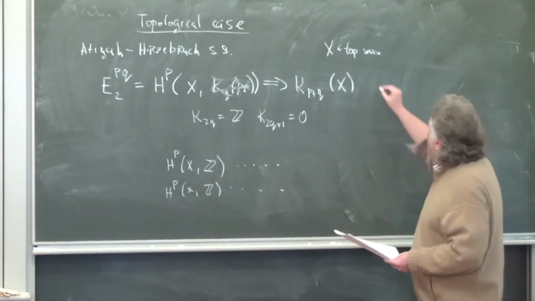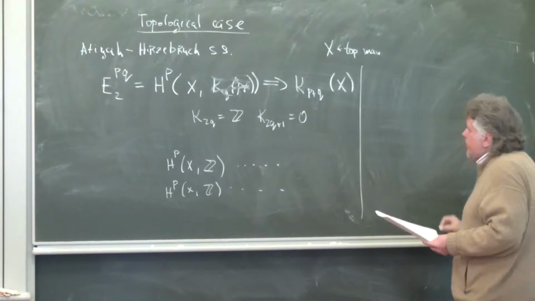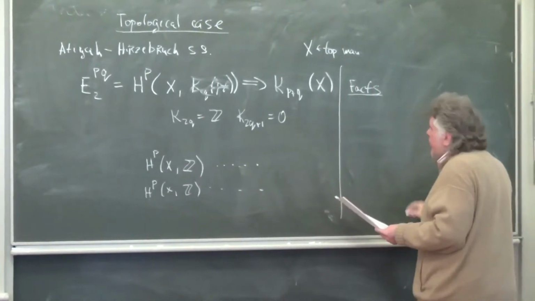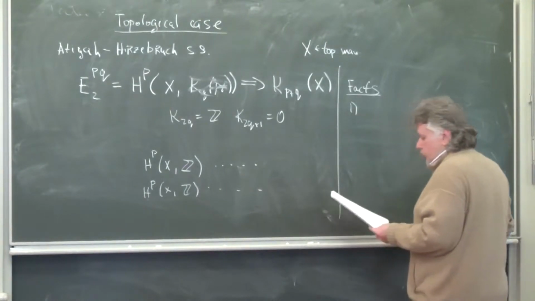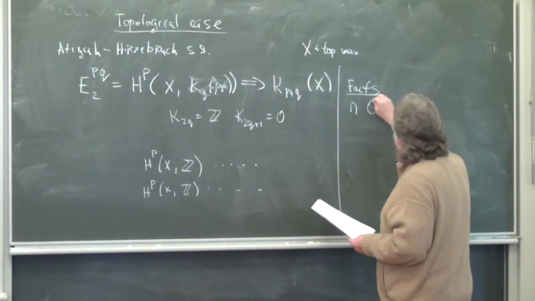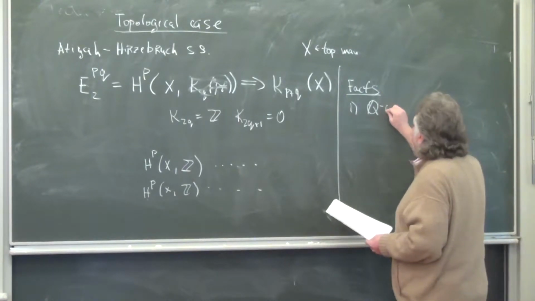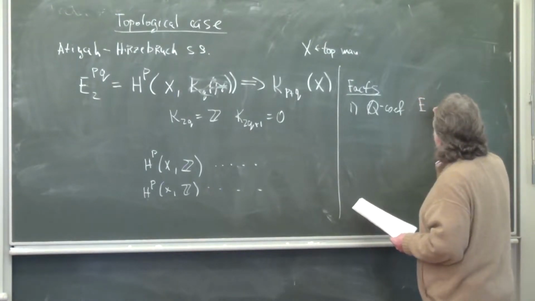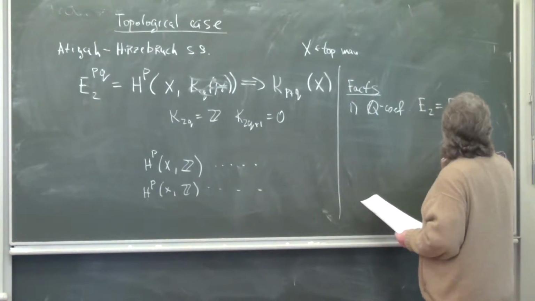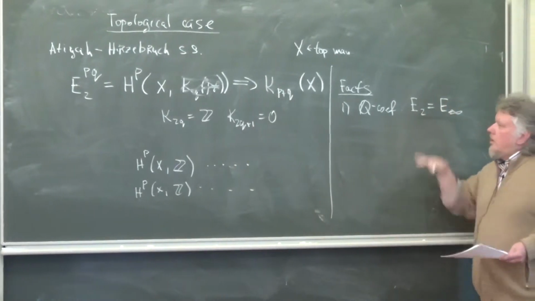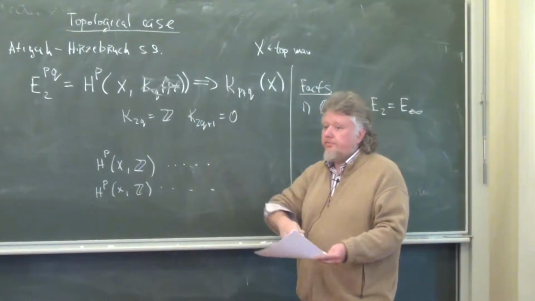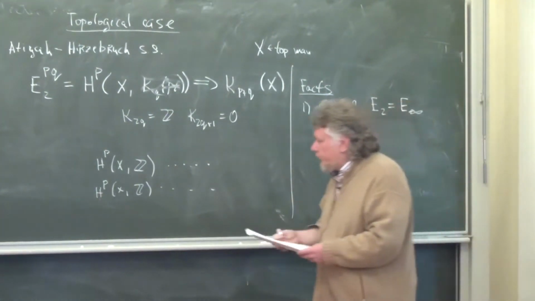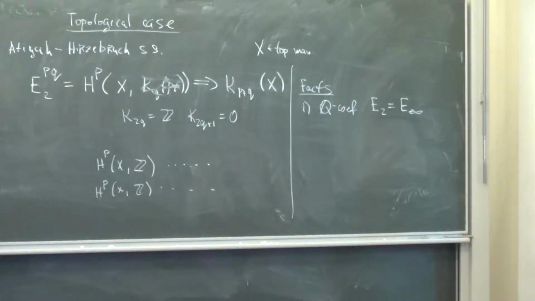So what we do know about differentials, some facts about differentials. The first, probably almost obvious statement: if we consider this spectral sequence with Q coefficients, with rational coefficients, it degenerates, so E2 equals E infinity. So K-theory rationally can be computed in terms of cohomology without any differentials.